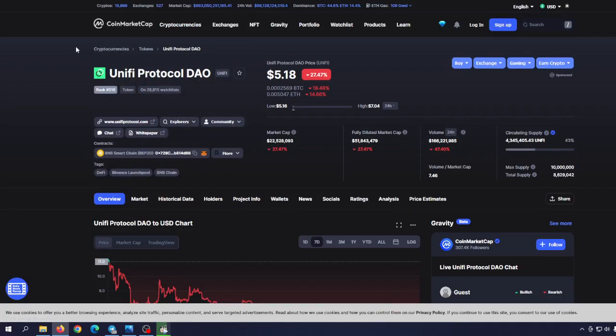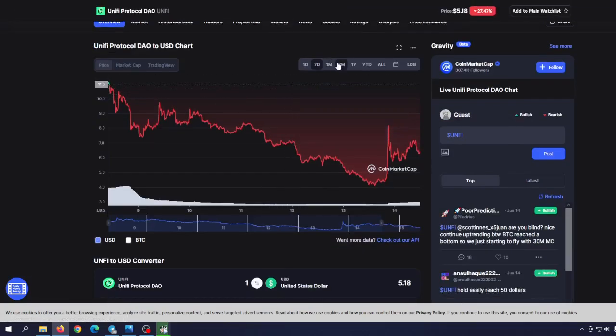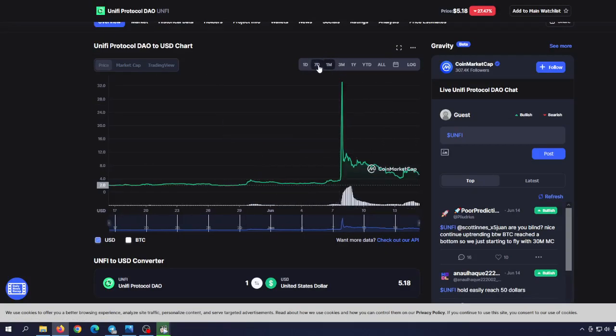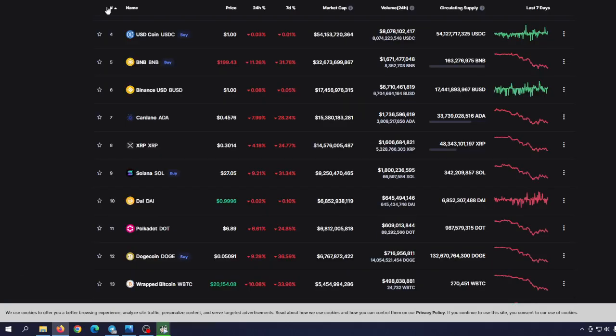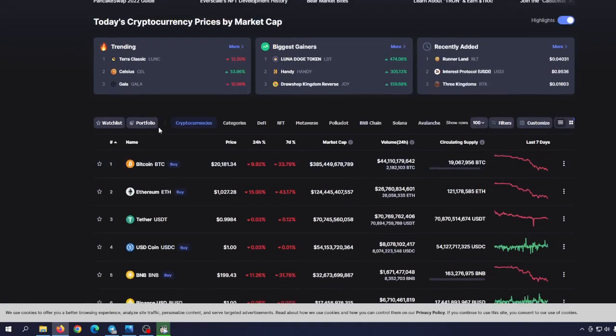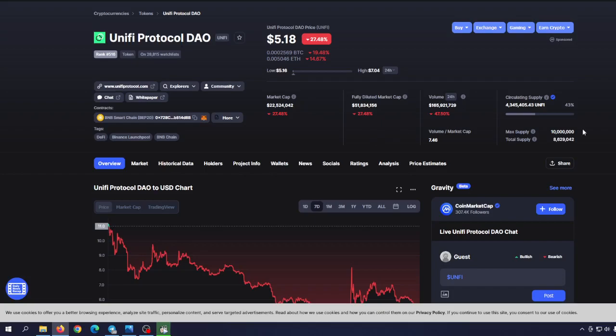In today's video, we're going to talk about one very interesting project, of course, that would be Unifi Protocol DAO, or UNFI token ticker. As you can see here, current price is $5.18. So we had a drop after that spike we had. But what's really interesting is that Unifi is holding pretty good considering the whole market crash we are experiencing right now, and that's why we'll try to do some analysis. So let's take a look.